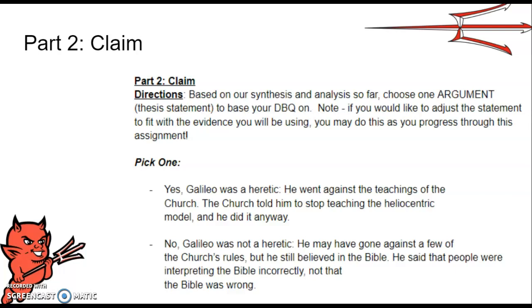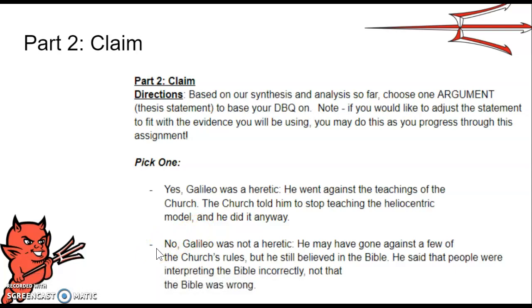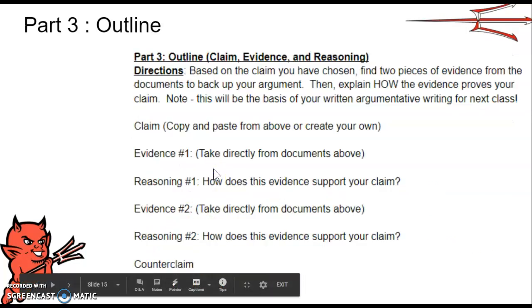But now's the time that, like it says, you're going to pick one, so you can just highlight the one that you decide on in your document. I believe that yes, Galileo was a heretic. He went against the teachings of the church. The church told him to stop teaching the heliocentric model, and he did it anyway. Or, no, I don't believe that Galileo was a heretic. He may have gone against a few of the church's rules, but he still believed in the Bible. He said that people were interpreting the Bible incorrectly, not that the Bible was wrong. So choose one of those.